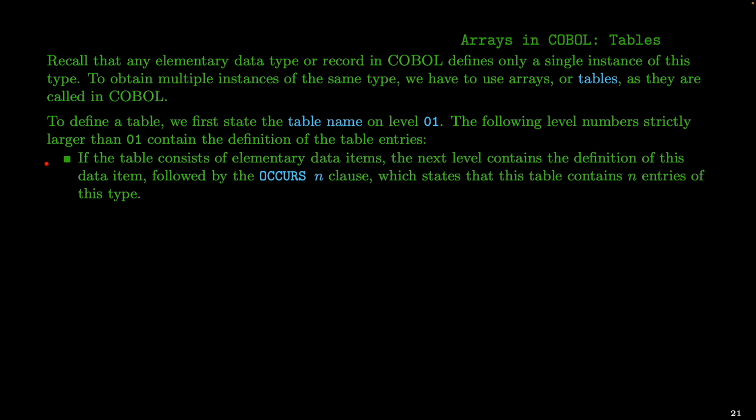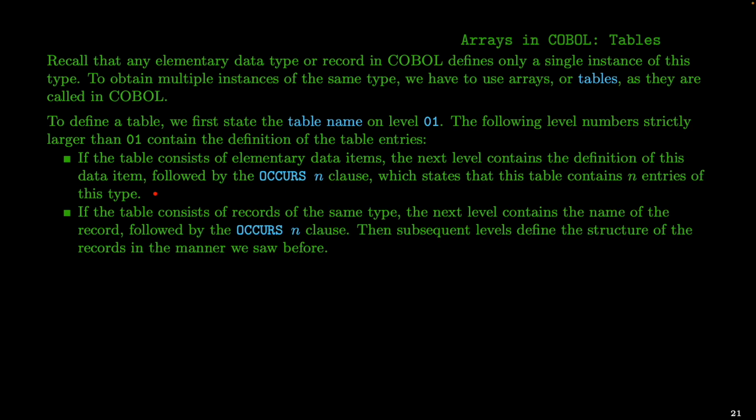If the table contains elementary data items only, then the next level contains the definition of this data item in the usual manner that we learned before, but followed by the occurs n clause, which states that this table contains n entries of the given type. And if the table consists of records of the same type, then the next level contains the name of the record, and now the name of the record is followed by the occurs n clause. And then after that, the subsequent levels define the structure of the record in the same manner we saw before.